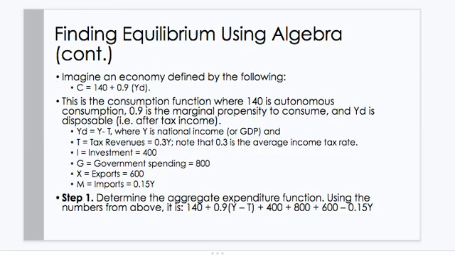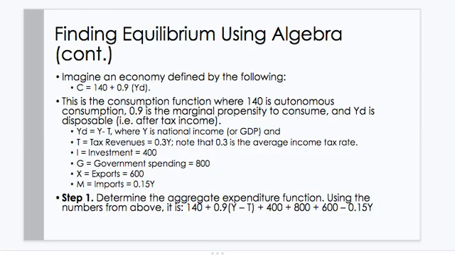After-tax income, so Yd equals Y minus T, where Y is national income or GDP. T equals tax revenues, or 0.3Y. That's given. Note that 0.3 is the average income tax rate. I, investment, is 400. G, government spending, is 800. Exports are 600. Imports are 0.15Y.